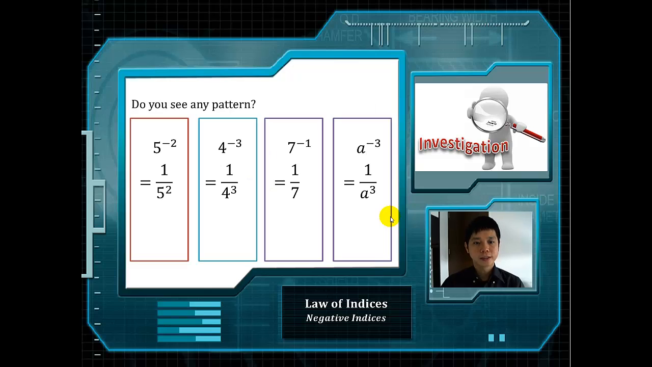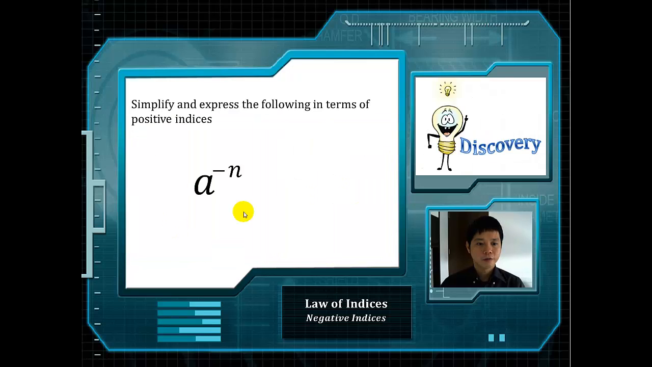Take a moment to look at these examples. Do you see any pattern? 1 over 7 here can be written as 1 over 7 to the power of 1. Have you gotten it? Given the base a and the index negative n, the negative here actually represents a reciprocal or an inverse. In simple words, it means it is 1 over, and we can rewrite it as follows.